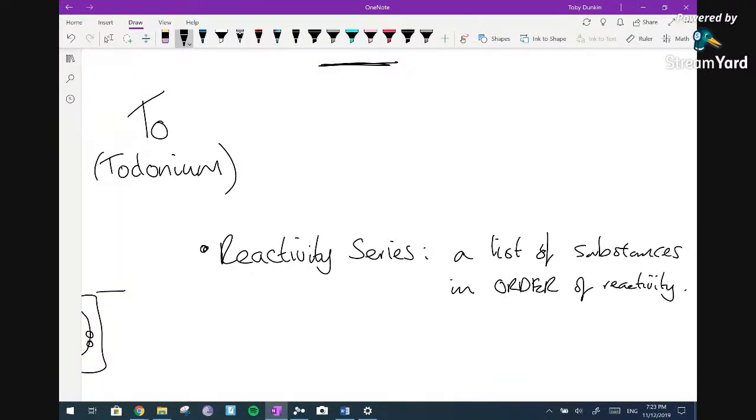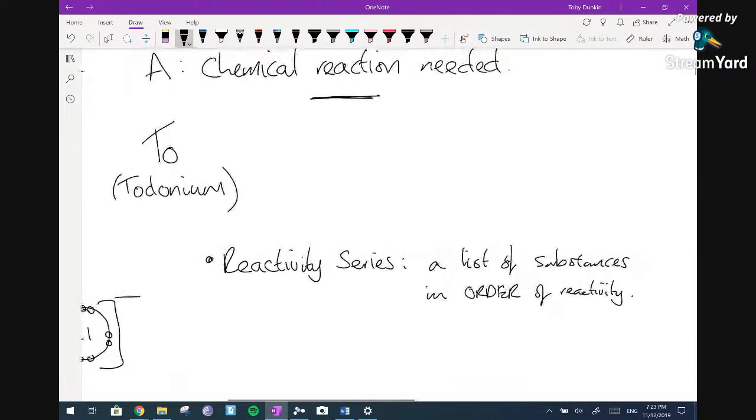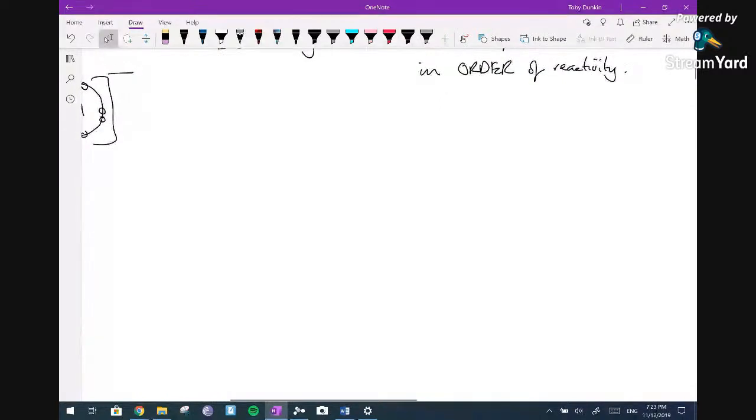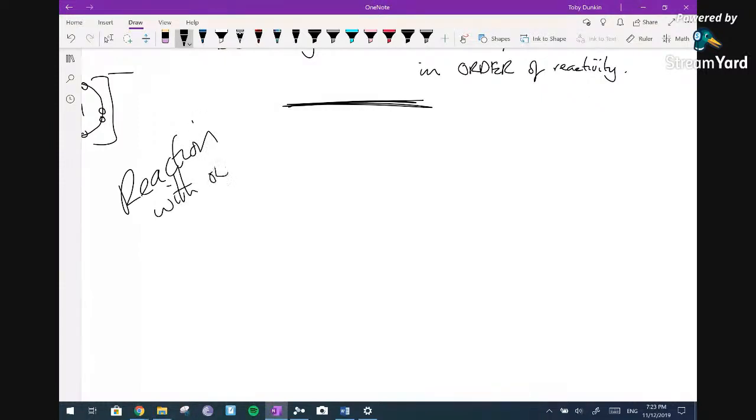Right, where does titanium fit in? So I've got a whole series of choices. So first thing, we can do the reaction with oxygen. So I'm going to go TO. So let's do reaction with oxygen. So I'm going to take TO, I'm going to heat it with O2, and I'm going to form TOO2. So what would this actually look like?